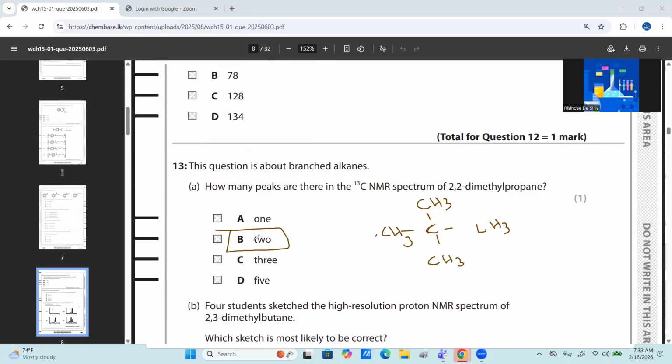So remember that even though there are more carbon atoms, if they are connected to the same carbon, or if there is a center of symmetry, we will always get fewer peaks in the carbon-13 NMR spectra.